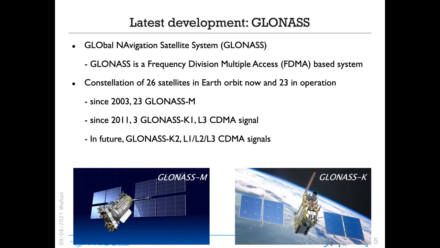Now, the GLONASS constellation was restored in the year of 2012 by the Russian government. And now it is in the progress of a global modernization. So we have the L1 and L2 and L3 CDMA signals, which is similar to the GPS signals. So all of the satellites will have the same frequencies. And this can facilitate the high precision positioning. But we have only a few GLONASS K2 satellites. So it's not enough to enable a positioning. And now we are still using the FDMA signals from GLONASS satellites.